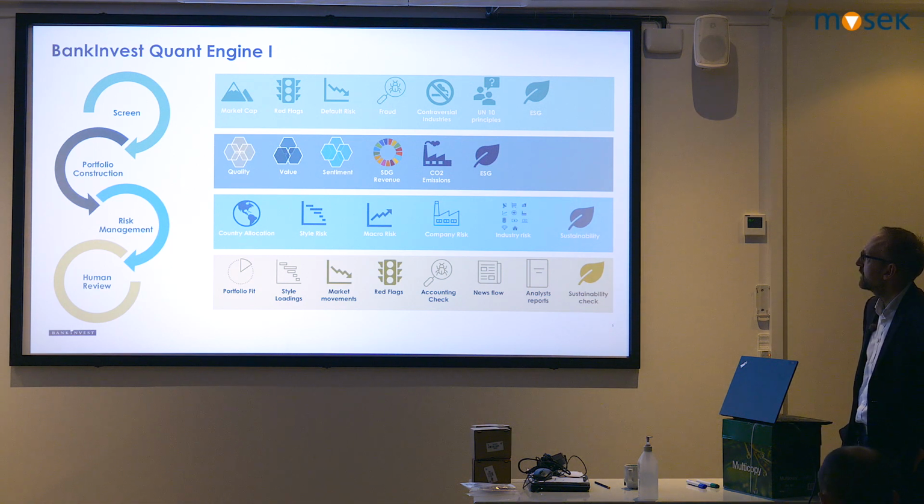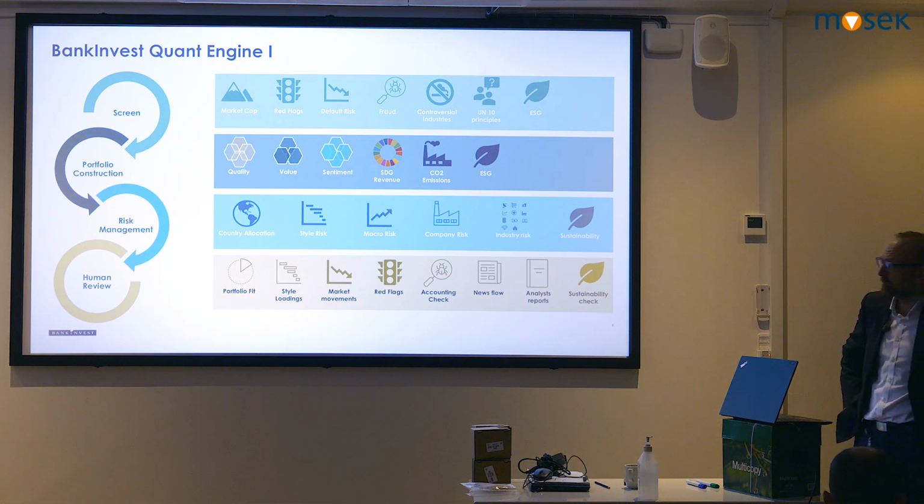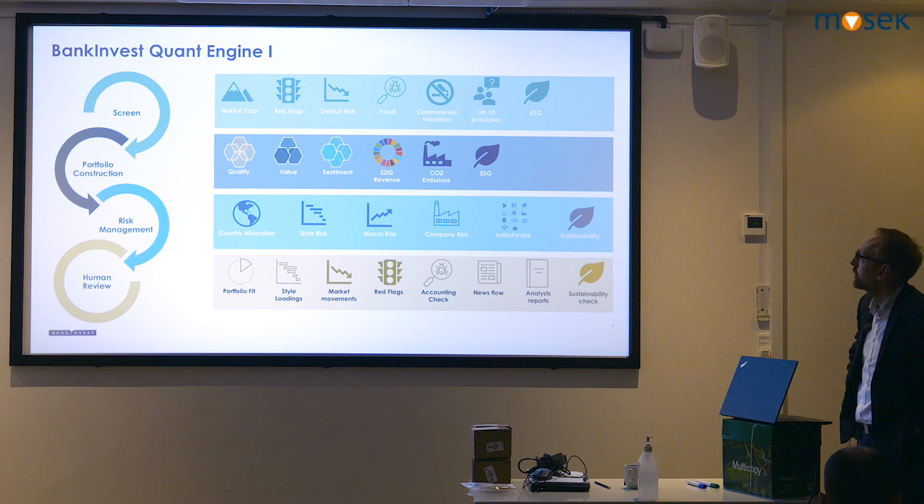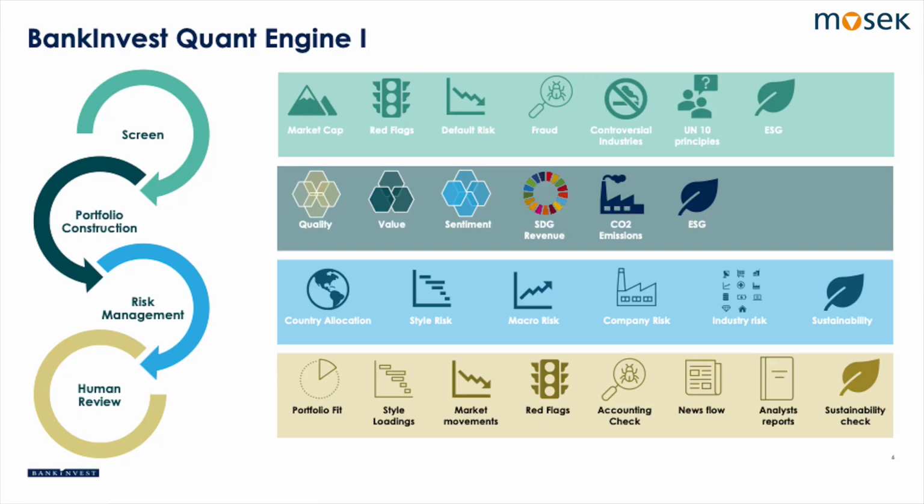We look at to what extent the companies comply with the UN Global Compact principles about labor and human rights, the environment, and anti-corruption. Obviously, all of this requires data. So we need data on the UN principles, we need data on industries, we need data on all of these things in order to be able to screen for that. And then we also look at the ESG score. This is a sustainability measure that says something about the sustainability of a company, very broadly speaking.